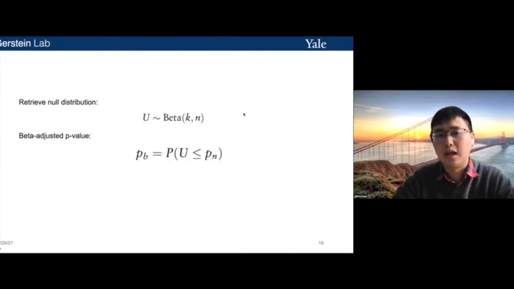You could now calculate, if you sample one thing from this beta distribution, what is the probability that the thing you sample is smaller than your observed nominal p-value. And this will give you a new p-value, the so-called beta adjusted p-value. So basically the idea is you just need to control the multiple testing problem from your nominal p-value, and they use this kind of complicated beta distribution. And after that, you get the adjusted p-value, PB.